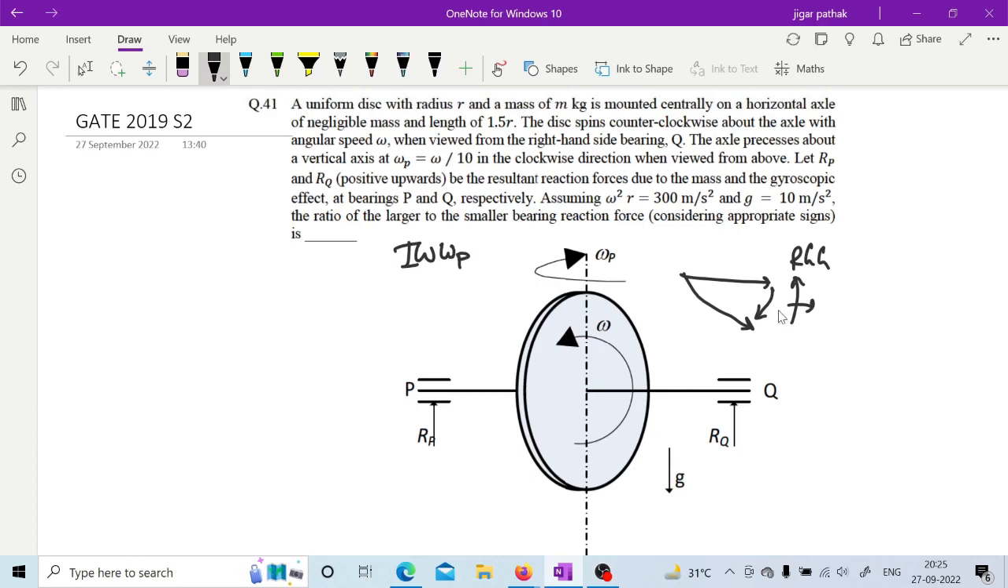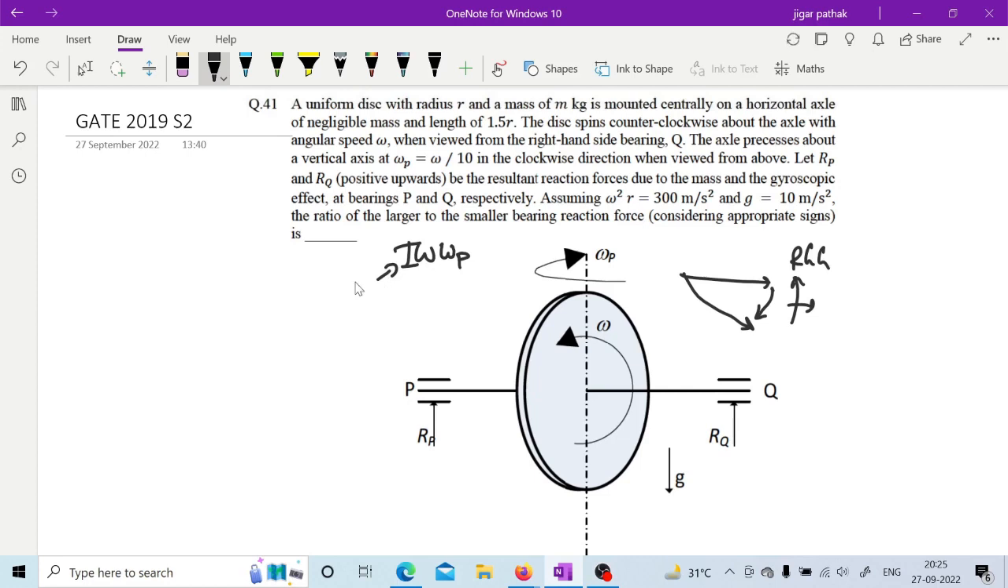Sir, I am getting 1.5. 1.5. No, let us see here. Active gyroscopic couple is this I omega omega p. Sir, I am getting 3. Correct. So let us see.